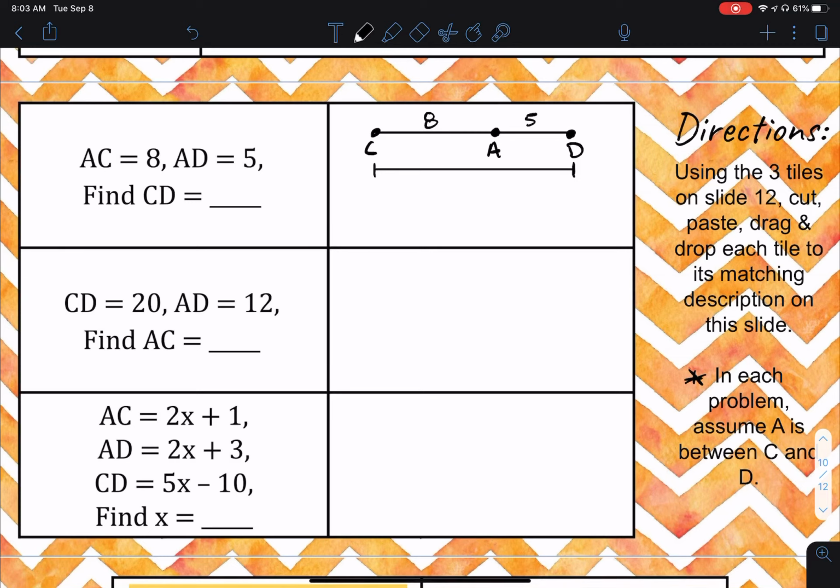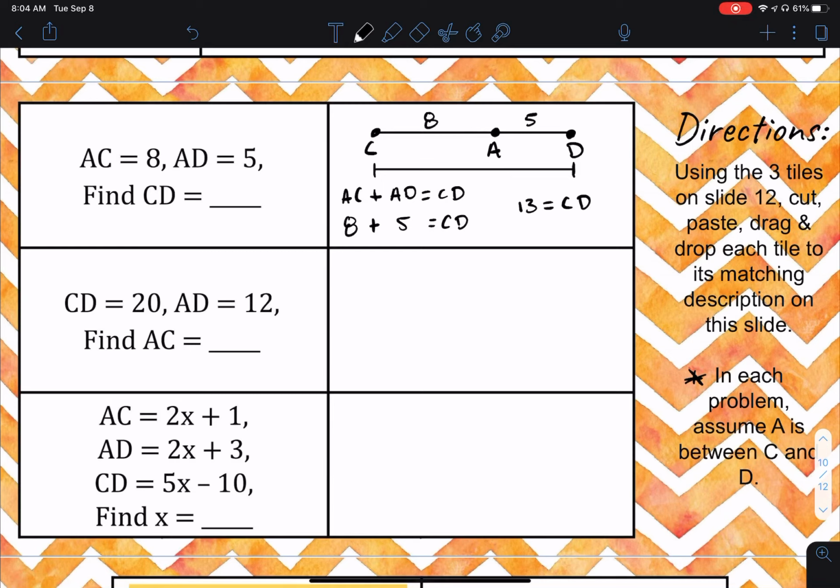So then all I got to do is add those two numbers together. So I have AC plus AD is equal to CD. It gave me almost everything. AC is 8. A to D is 5. And that total distance there would be equal to CD. So 8 plus 5, 13. So CD is equal to 13.